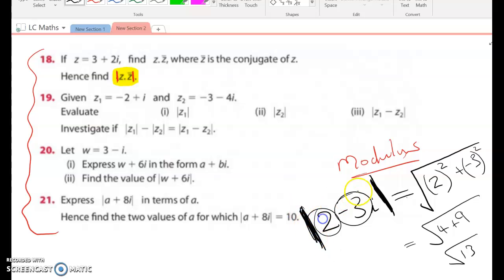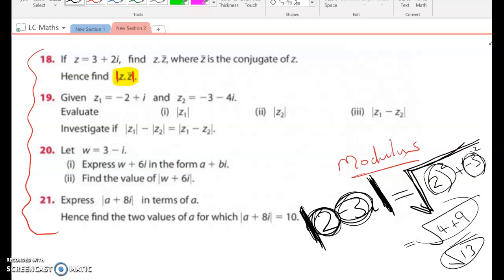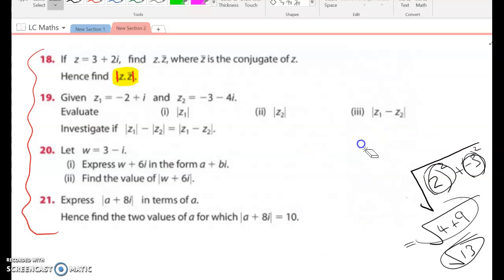And that's it. That's all modulus is. When you see those two straight lines, it means they want you to get the square root of the first term squared and the second term squared, add them together, that's the answer. Okay, we'll come back to that as we do it.